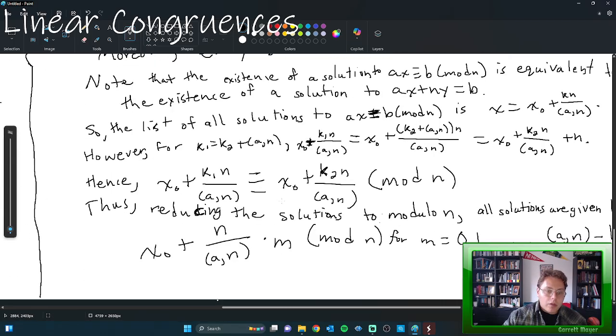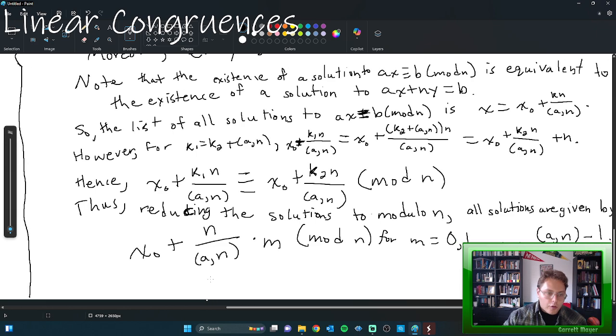We found within this list, in the interval from x naught to x naught plus n minus 1, that in that interval of n numbers there are exactly GCD of A and N solutions, because 0 plus GCD of A and N minus 1. That's a list of, what is that?